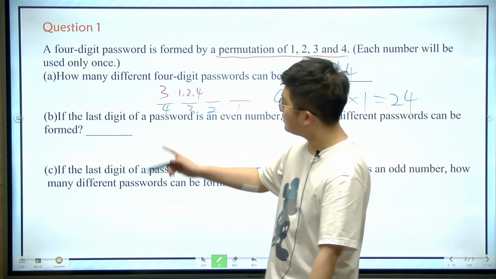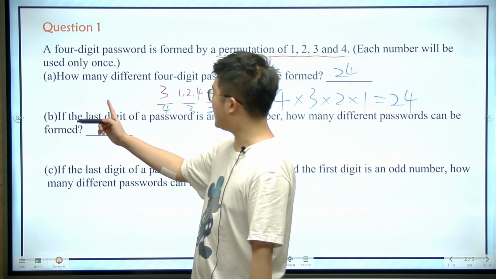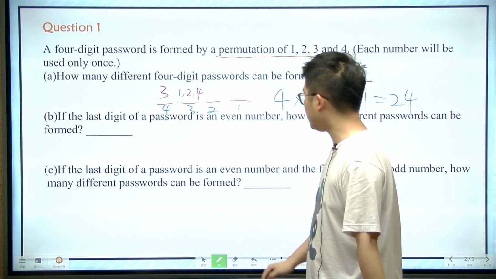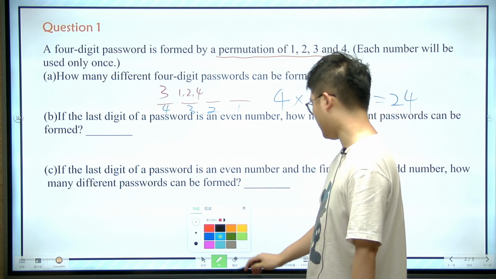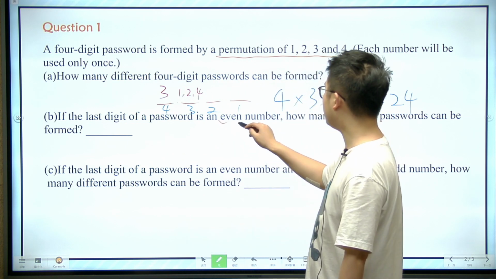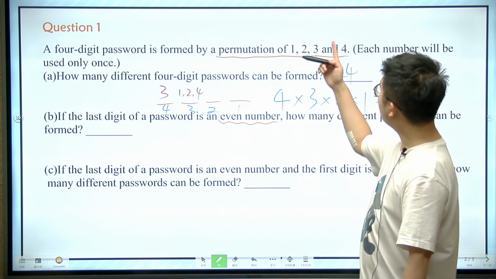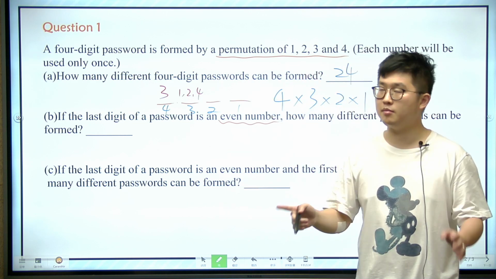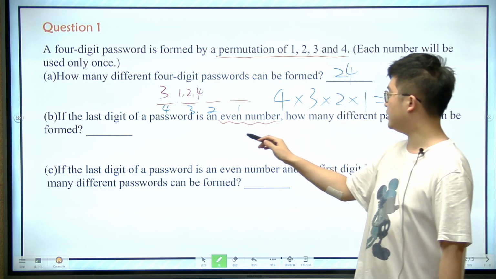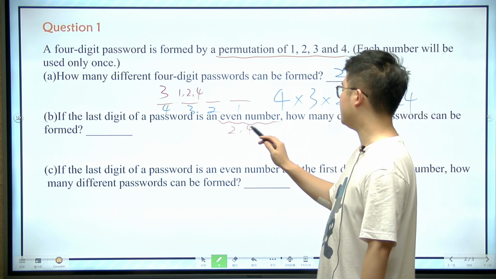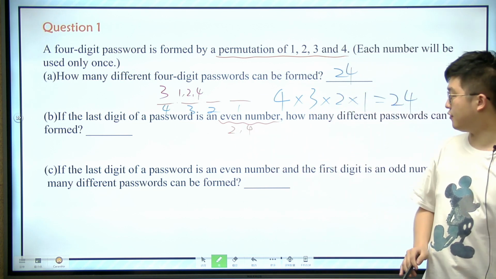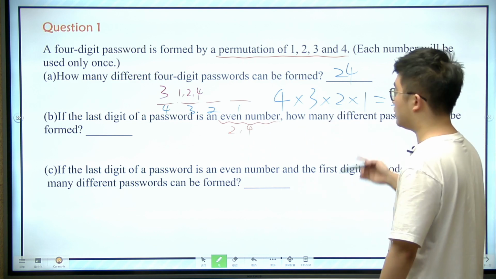Now the second question asks: if the last digit of a password is an even number, what's the even number among 1, 2, 3, 4? It should be 2 and 4. And how many different passwords can be formed?